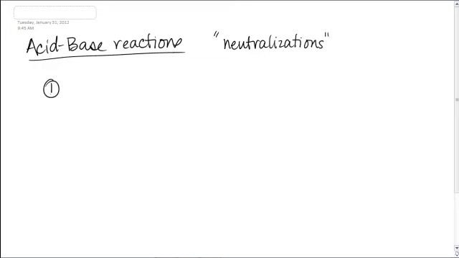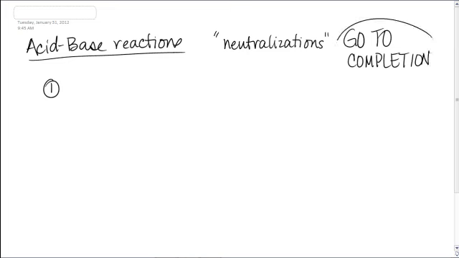So let's take a look at these, and we're going to kind of add some things as we go. First thing we need to know before I look at a very specific thing is that these reactions go to completion. So these are not ones that are equilibrium like we were talking about in chapter 13. The actual reaction between an acid and a base goes to completion.